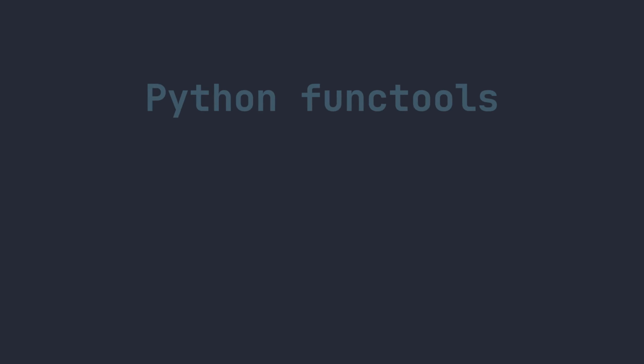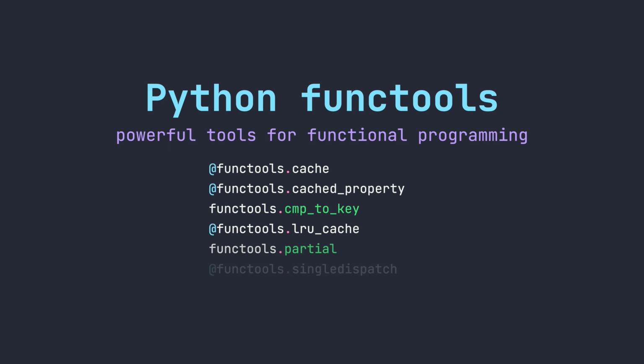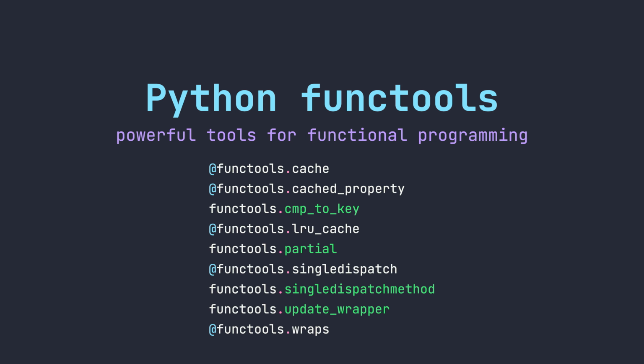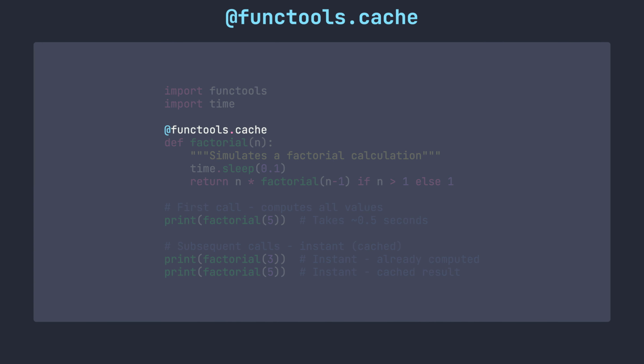In this video, I want to talk about functools and the functions this module provides and how they can help you write better functions. Up first, we have cache. It's a decorator that caches the results of a function. When we use it with a function as a decorator, it automatically caches the function's results.